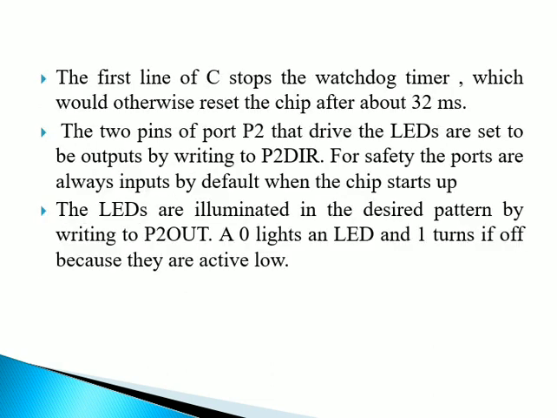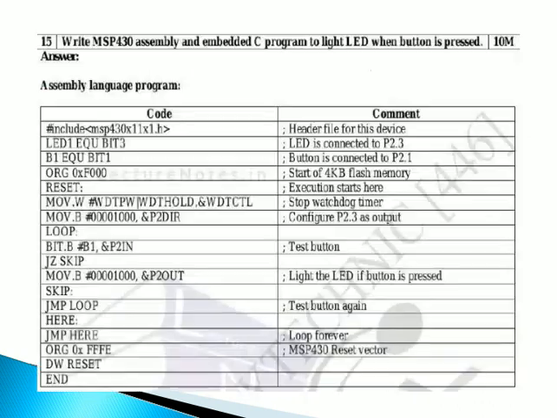So this is the program shown. You can see the explanation I have given here. The first line will stop your watchdog timer, which, if you don't stop it, will reset after every 32 milliseconds. Then the two pins of port P2 which drive the LEDs are set to be outputs by writing P2DIR. For safety, your ports are always inputs by default when your chip starts up. The LEDs will be illuminated in the desired pattern by writing P2OUT. 0 lights the LED and 1 turns it off because they are active low.